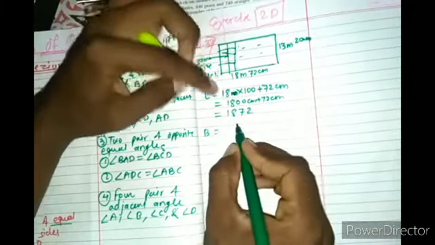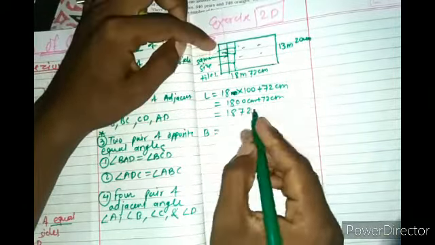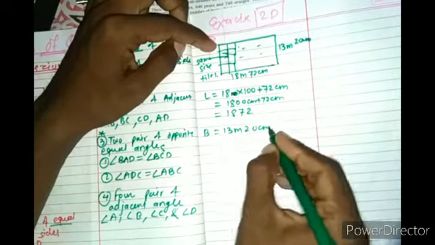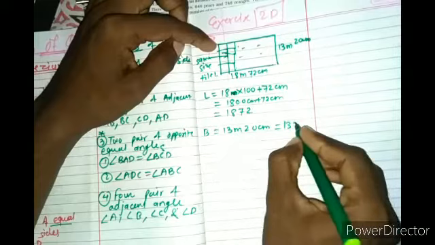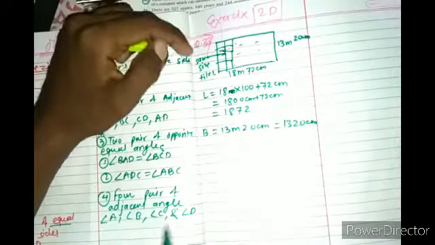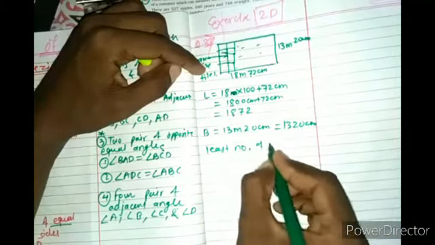So from this you can learn that 1872 we can directly write from meter and centimeter. So here also breadth is 13 meter 20 centimeter, so I can directly write 1320 centimeter. Yes. Now after that, we have to find the least number of tiles.